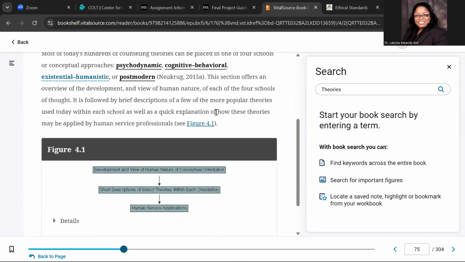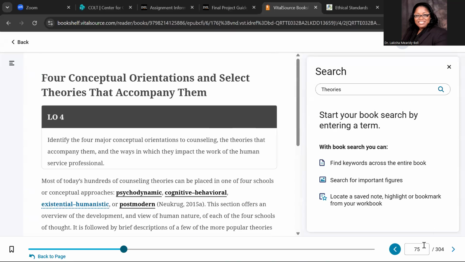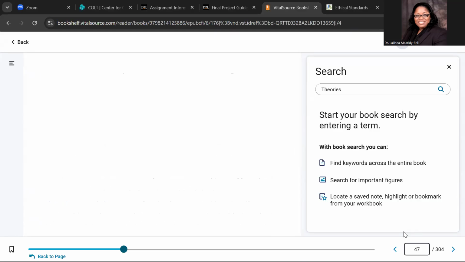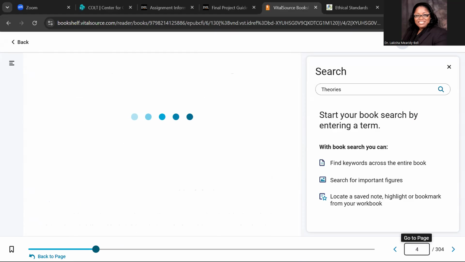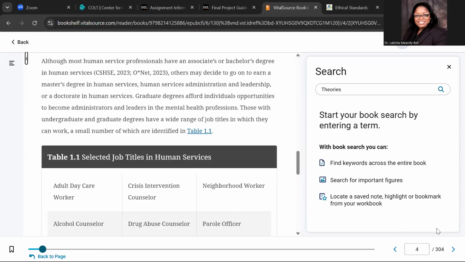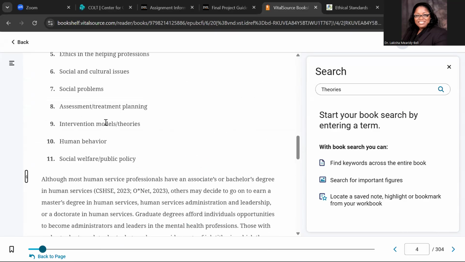Just go to your ebook. Am I on page 4? Let me go to page 4 just to show you. Okay, hold on, page 4. I'm going to go to page 4. There we go. All right, take a look at some of these.